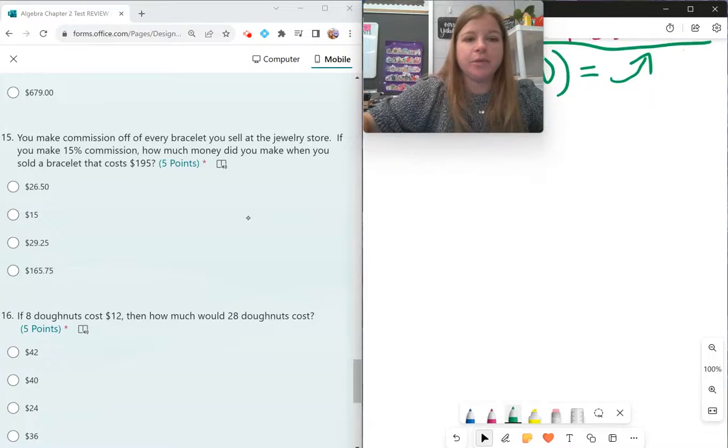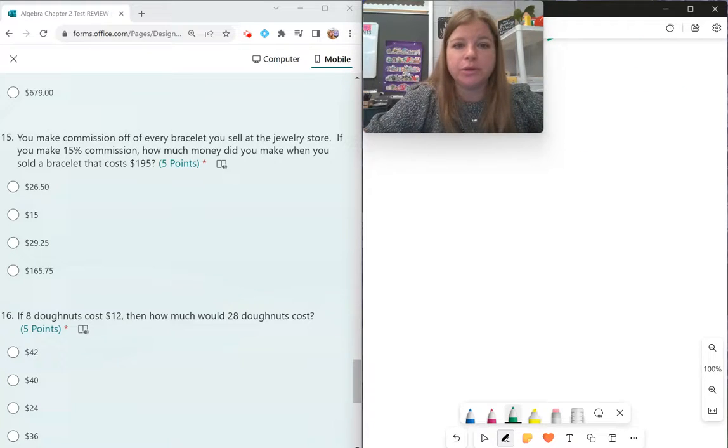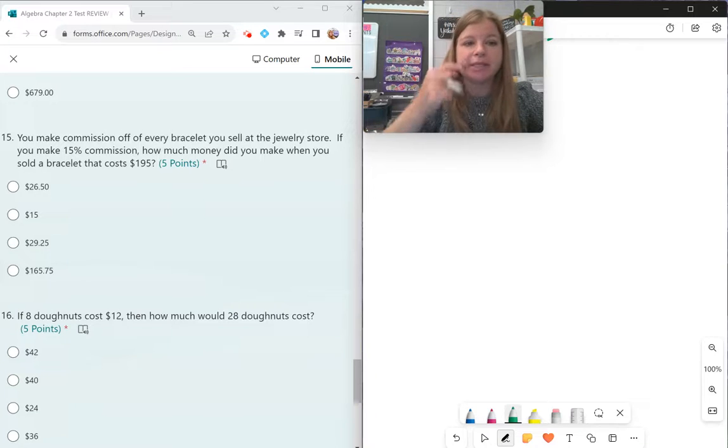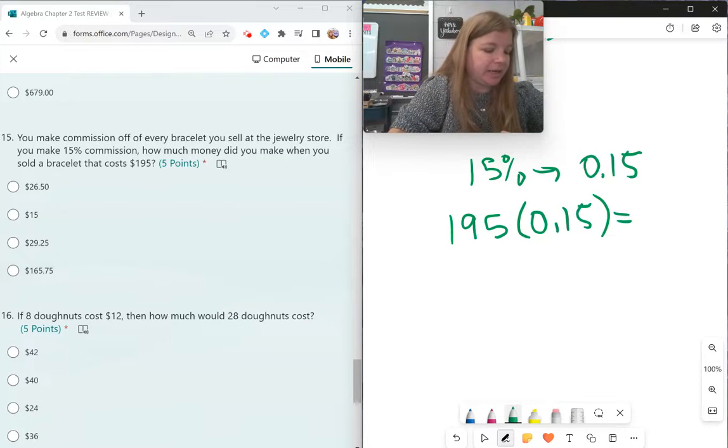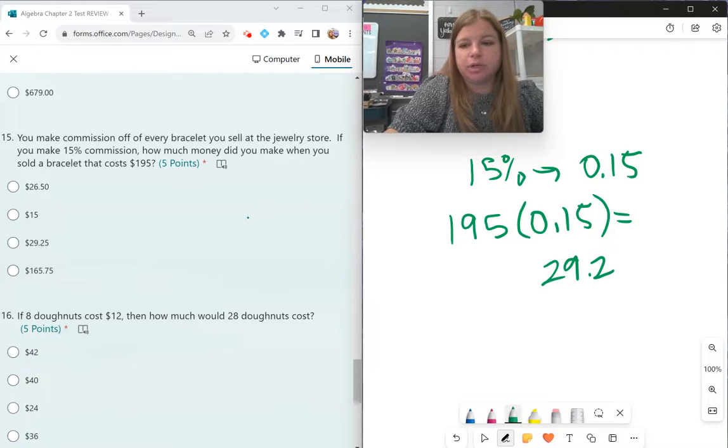Number 15, you make commission off of every bracelet you sell at a jewelry store. If you make 15% commission, how much money did you make when you sold a bracelet that cost $195? So take 15%. 15% as a decimal looks like 15 cents, so it's 0.15. I take the $195 bracelet. I want to figure out what is 15% of 195. So I do 195 times 0.15. I ended up getting $29.25.